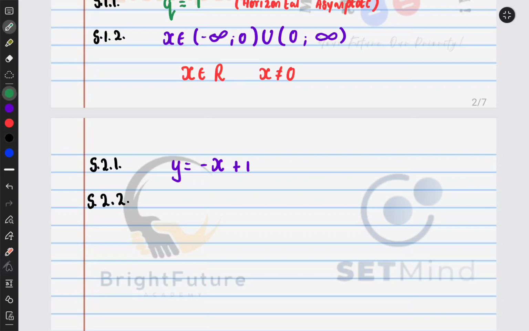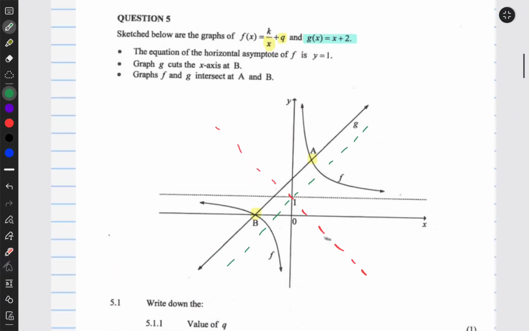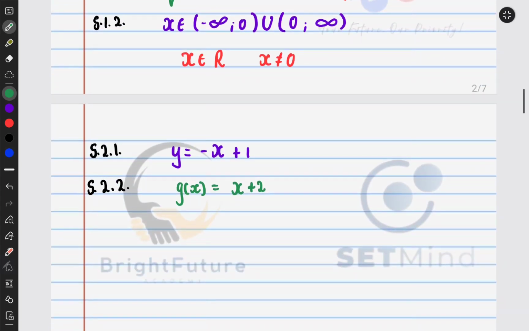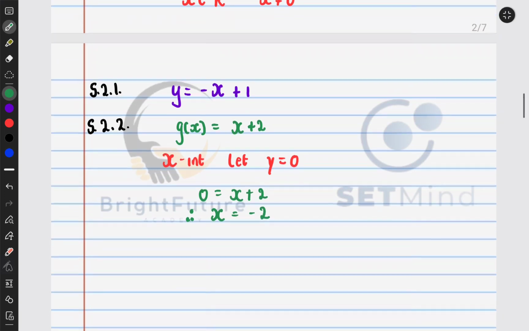This is going to be 5.2.2. What is the equation of g? g(x) = x + 2, and then for the x-intercept, we let y equal 0. So we're going to have 0 = x + 2. Therefore x = -2.